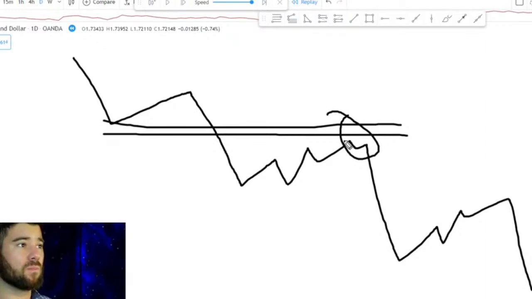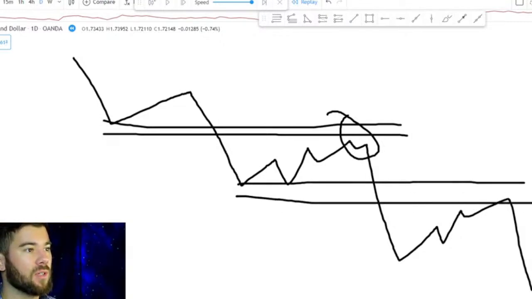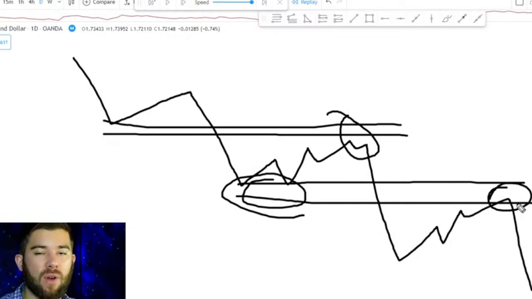So this is called a break and retest strategy. And what we're looking for with this strategy, again, is the market to break below a previous level of support like we have right here, come back to that level and provide a trading opportunity.